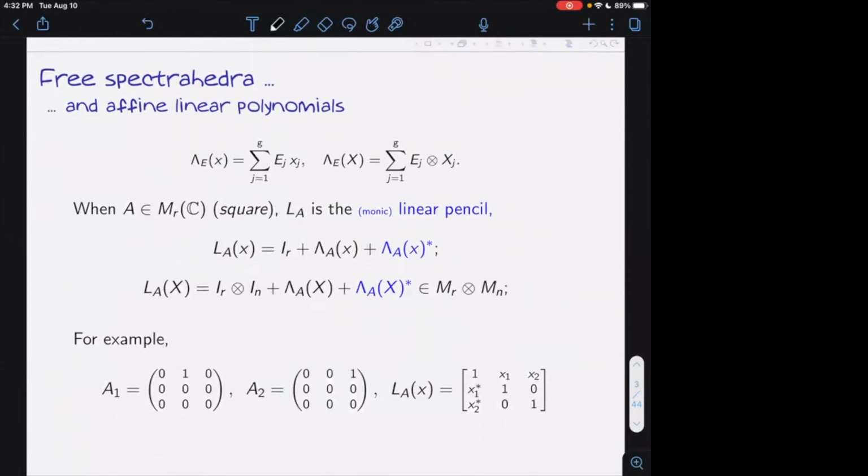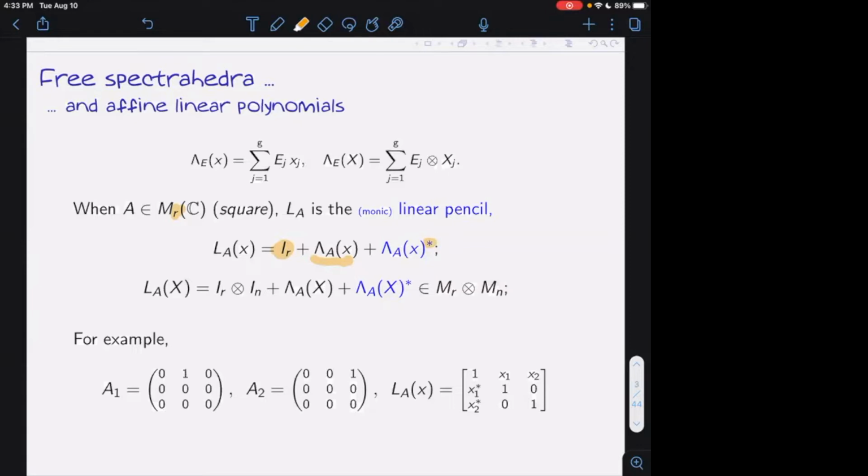Yeah, then when A is square, say r by r, we can form what people call a linear pencil. Well, maybe monic linear pencil. It's not really linear, it's affine linear. The monic part would be that we have the identity here, and then we have our linear polynomial Λ_A(X), and then a formal adjoint variable here. So we take the polynomial Λ_A(X) and take some sort of formal adjoint.